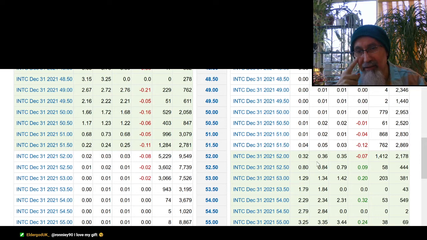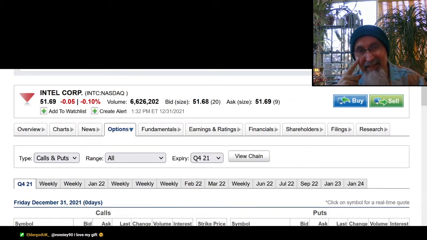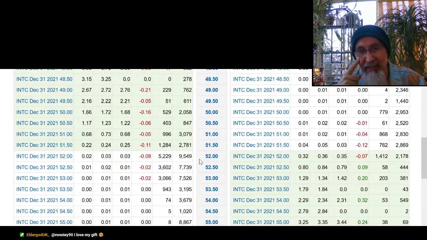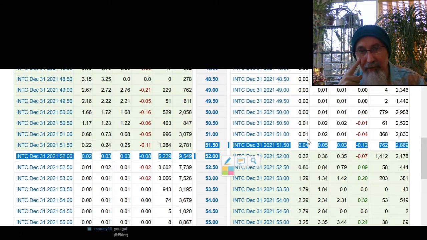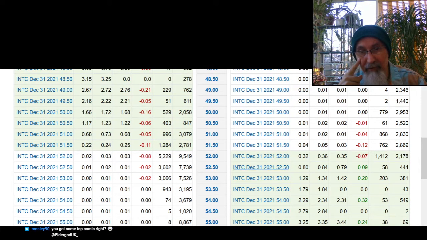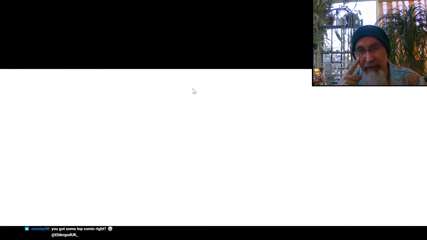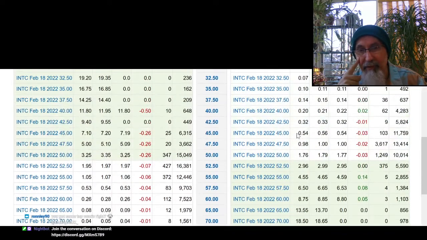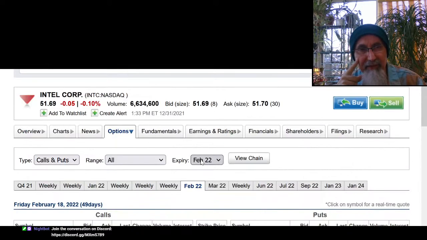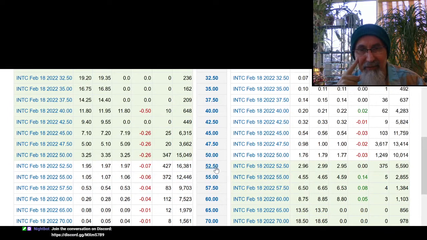And Intel, again, this is trading at what, 51.69. So what you see here is sitting between 51.5 and 52, right? So people are betting one way or another. There's lots of activity going on here, right? 5,000 trades and stuff. But you can take a look at, for example, 2 months out, February. Okay. February, let's pick a nice number, it's sitting at 51.70. So it's closer to 52.5, right?